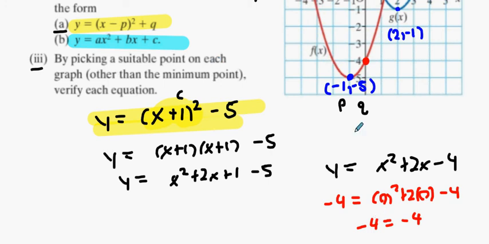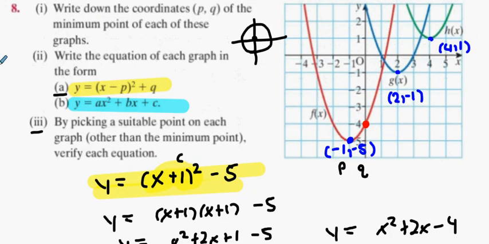Alright guys, I want you guys to do the blue one and the green one now. I want you to get the equation, get both equations, the yellow and the blue style, and then verify it with a third point. Okay, off you go.